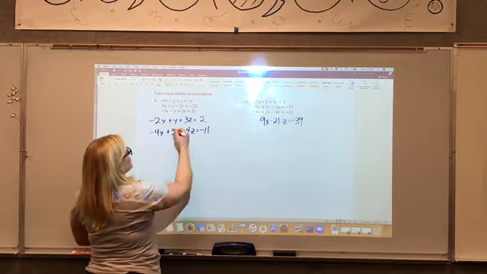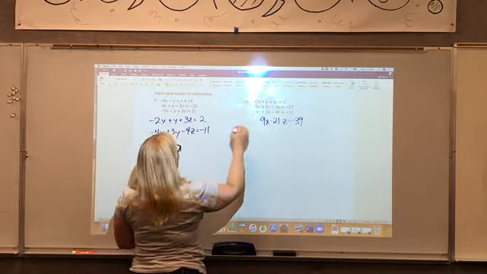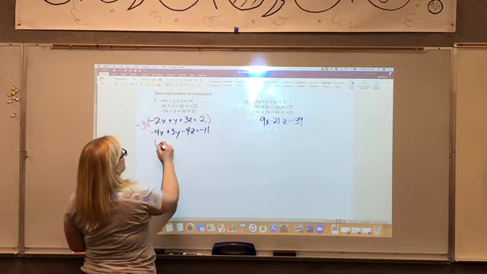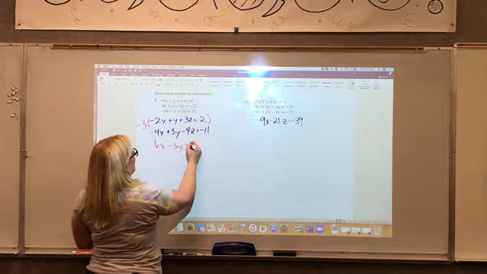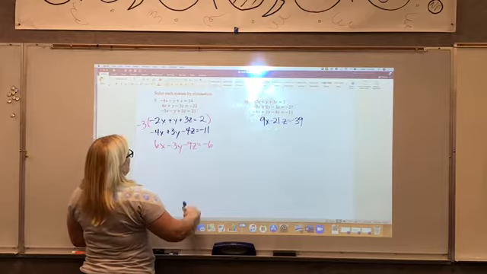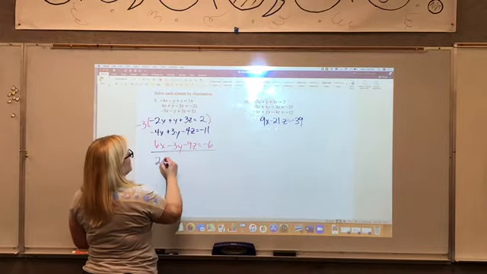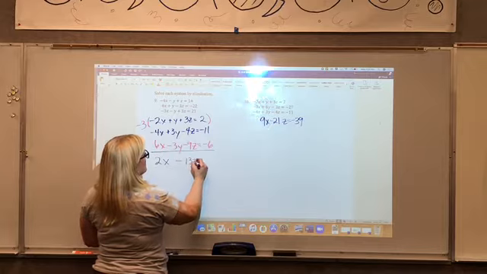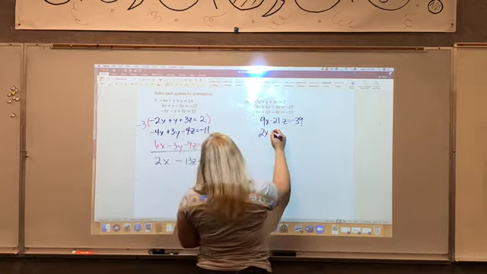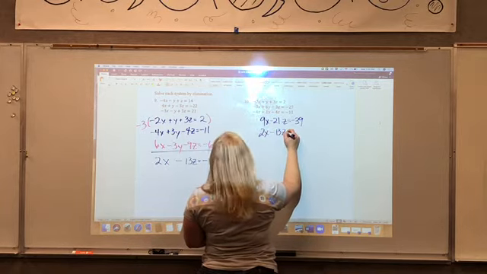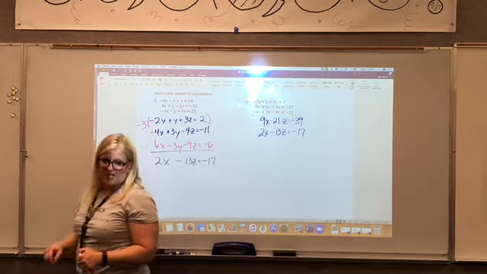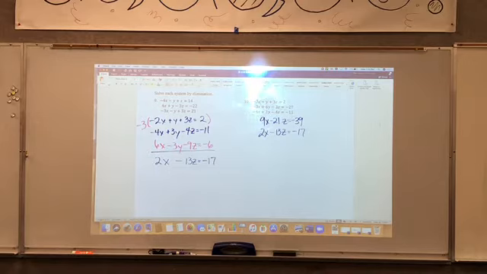And so in order to, I've got to eliminate the y because I don't have a y over here. I'm going to multiply by -3, so this is 6x minus 3y minus 9z equals -6. And so now I've got 2x minus 13z equals -17. So 2x minus 13z equals -17. Okay, this isn't particularly pretty, but that's okay, we've got this.